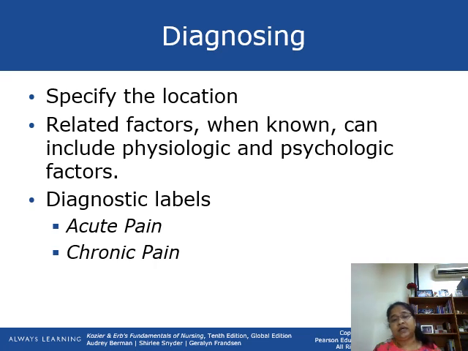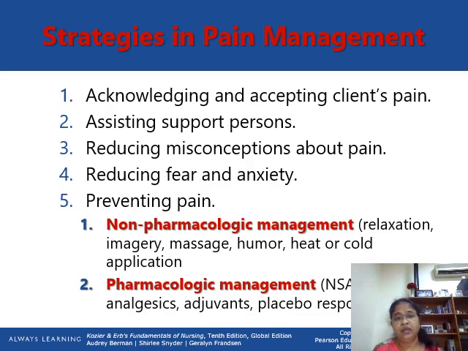Then what are the nursing diagnoses we are going to write? Mostly it is acute pain or chronic pain, okay, based on the duration of the pain. And what are some of the strategies in pain management? First, you should acknowledge and accept when patient is saying there is pain. Okay, you should never say, no, no, why this small problem will cause pain? No, never say like that to a patient. And assisting support persons. And you should reduce misconceptions about pain.